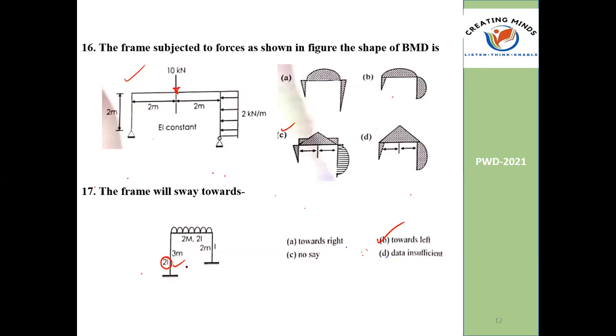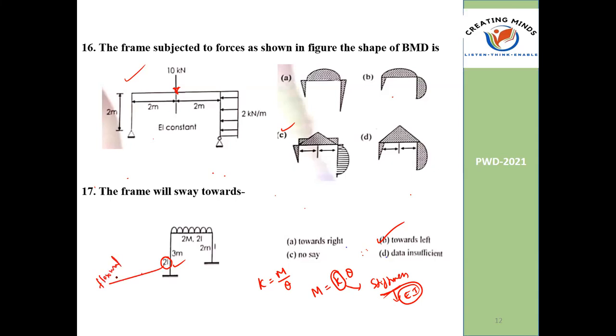See, what is the general moment equation? M equals K into theta. What is K? Stiffness. And stiffness is what? Flexural rigidity: 4EI by L, 3EI by L, all those things. So EI means flexural rigidity.